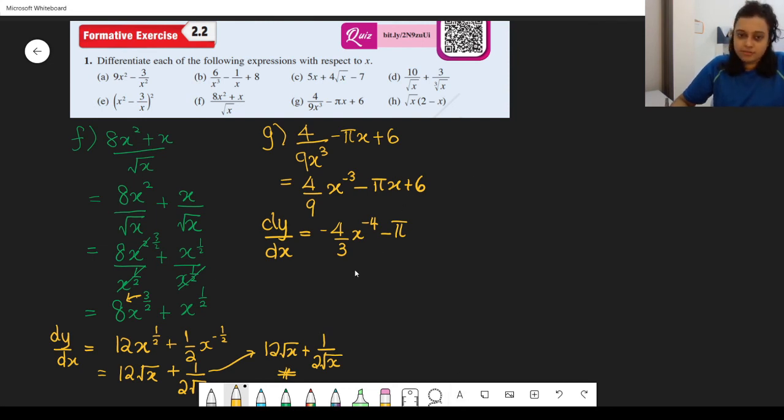Okay, the 6 we don't have to differentiate. So our answer is negative 4 over 3 x to the power of 4, the x brought back down, minus pi. Let's check. Okay, this is our final answer. Done. All right, and the last one.